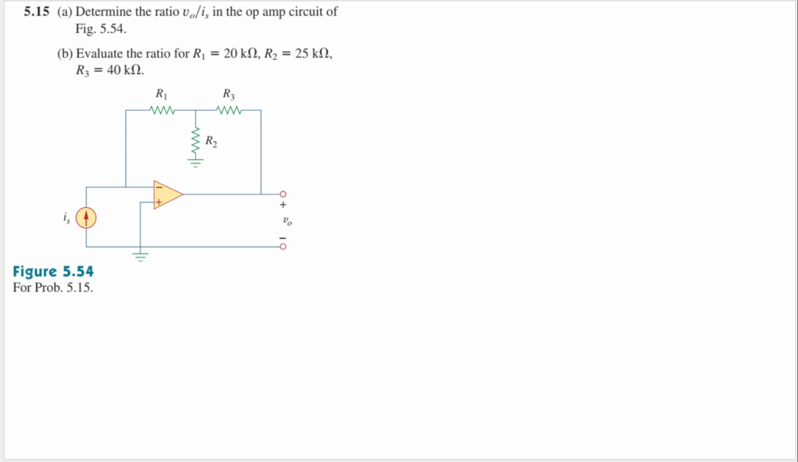So the question is A. Determine the ratio of V0 over IS in the op-amp circuit of figure 5.44 and evaluate the ratio for R1 is 20 kilo ohm, R2 is 25 kilo ohm, and R3 is 40 kilo ohm. Okay, maybe let's see the circuit first.